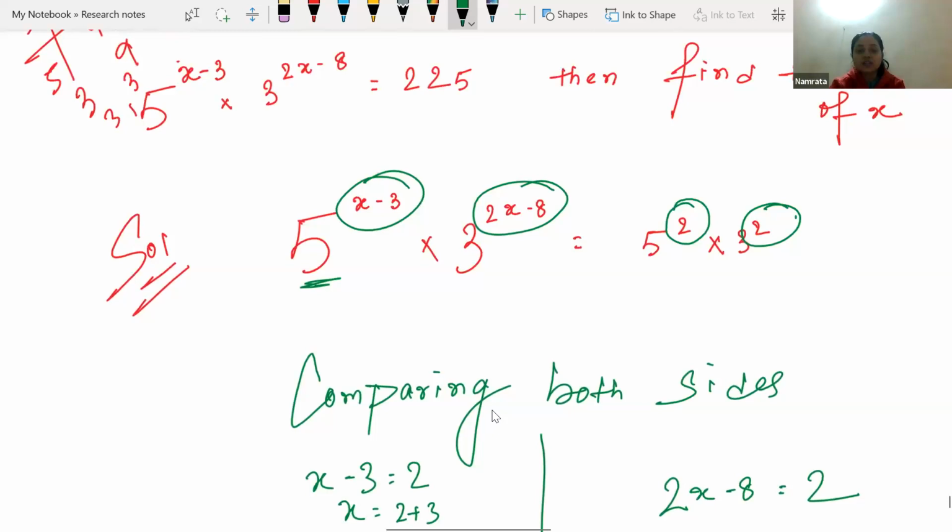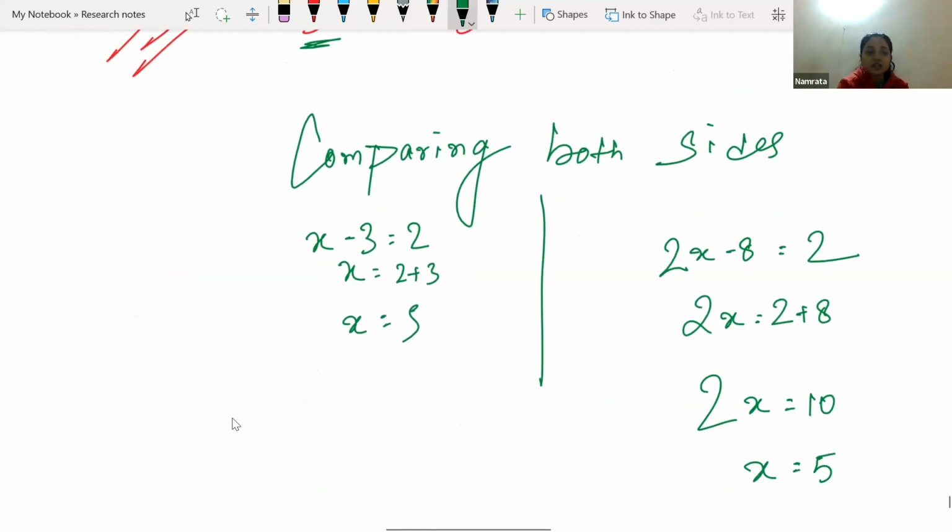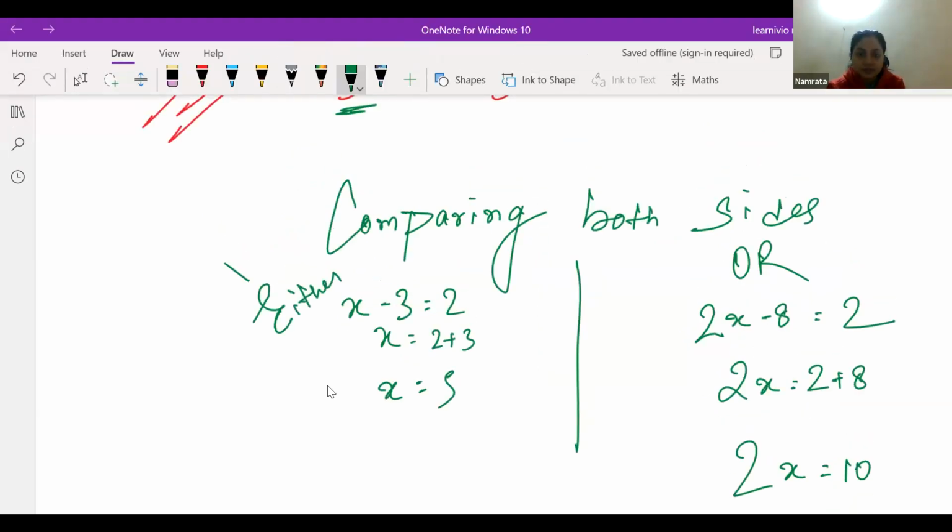So either you can do the left hand side one, or you can do the right hand side one. Any one you are doing, you will get the value of the unknown. Here you can see, by doing it either way, we are getting the same value for the exponent. Is it clear to everyone? Yes, ma'am. Okay.